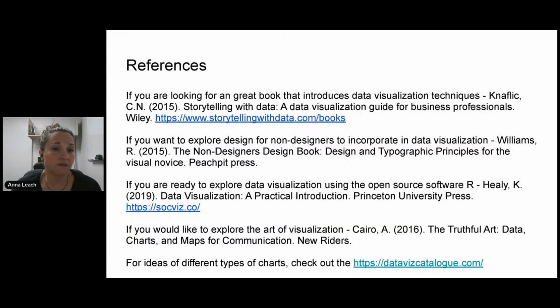To explore those and the usefulness or use cases of those, I really do enjoy the Data Viz catalog. It's a website, and when you go to the link, there are, I want to say, 30 to 40 different types of visualizations. Each one is visually represented by a graphic.